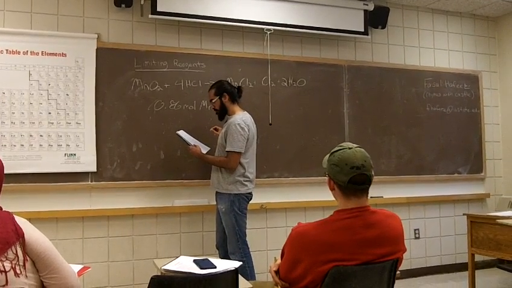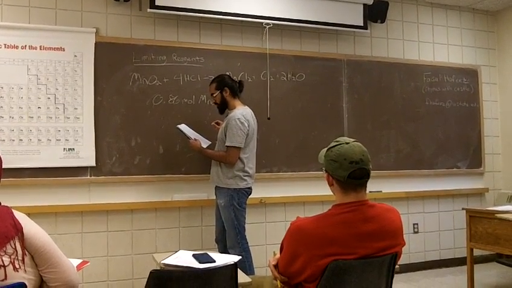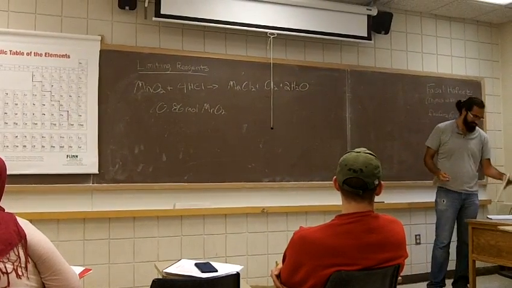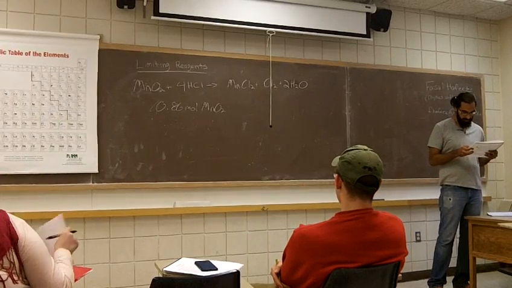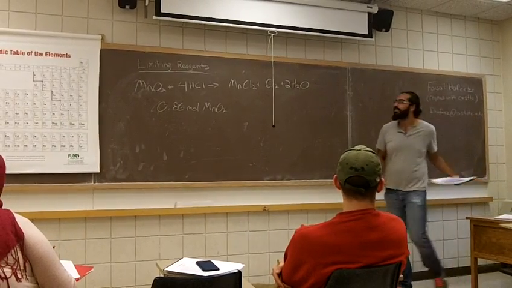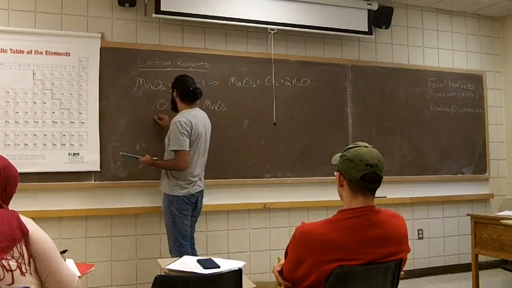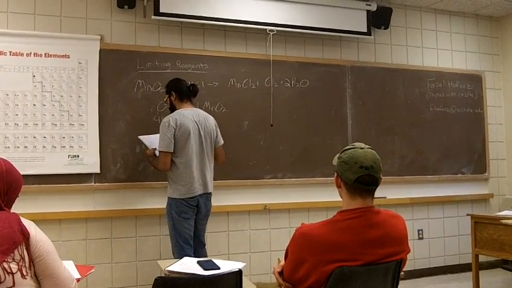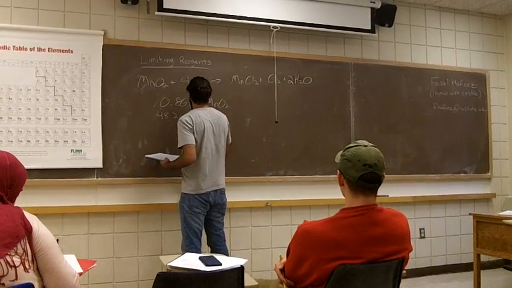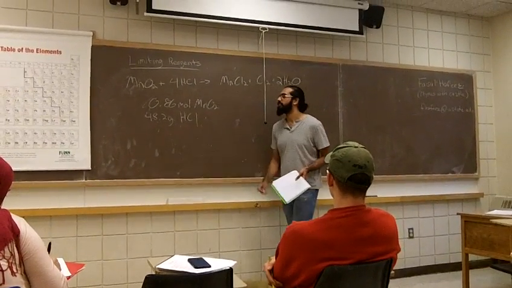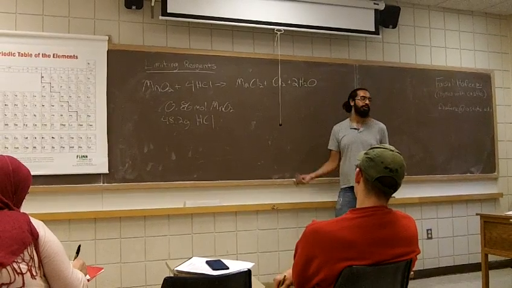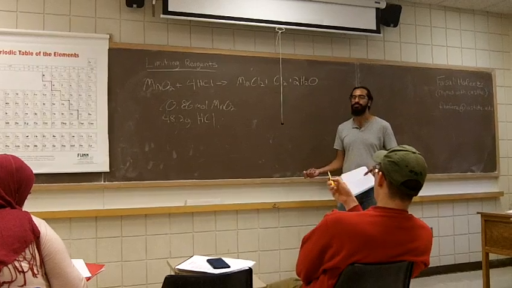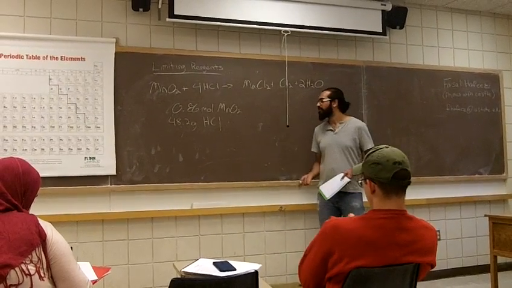And 48.2 grams of hydrochloric acid. Which one's going to run out first? How do we know? Look at moles. Convert it to the same units, which in this case is moles.